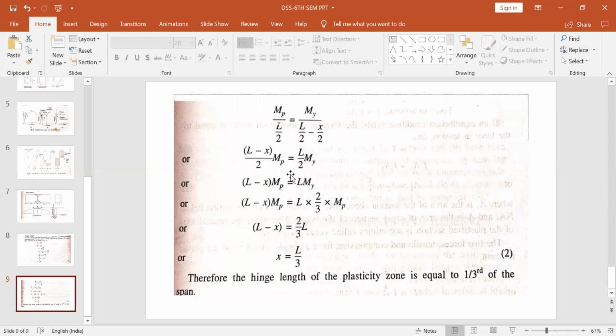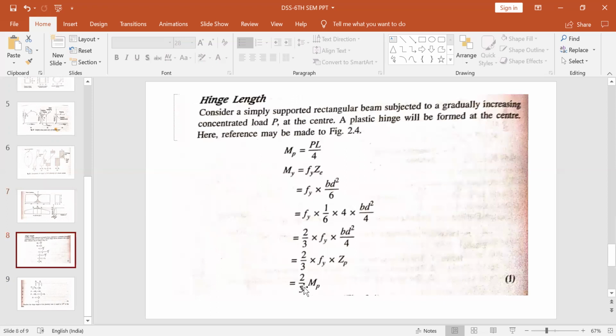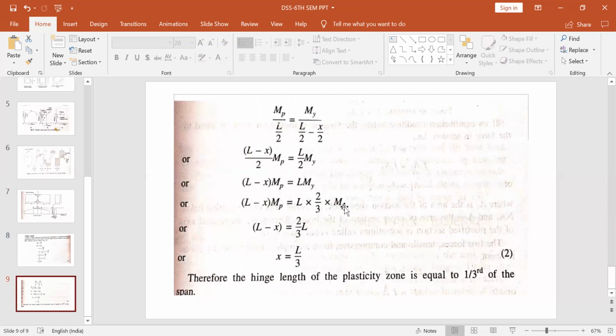If you simplify this equation, L minus X into MP equals L into My. My, the yielding moment, will be 2 by 3 of the plastic moment for a rectangular beam carrying a load at the center. So put this 2 by 3 of MP and you get a relation between L minus X and 2 by 3 L. So X is L by 3.